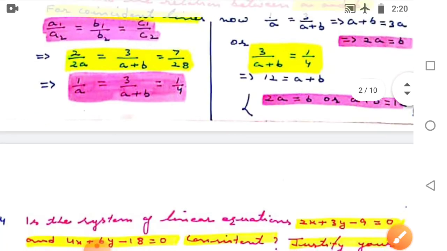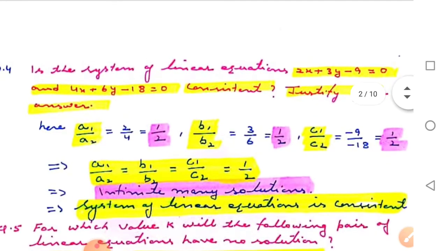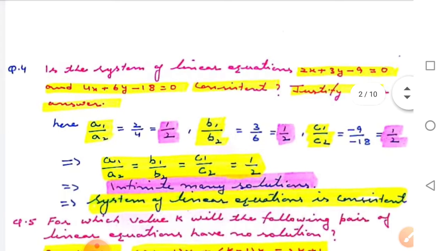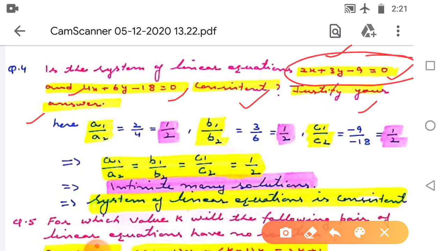Okay, come to question number 4. The question is, is the system of linear equations 2x plus 3y minus 9 is equal to 0 and 4x plus 6y minus 18 is equal to 0 consistent? Justify your answer. We need to find whether the system of linear equations 2x plus 3y minus 9 is equal to 0 and 4x plus 6y minus 18 is equal to 0 is consistent or not.